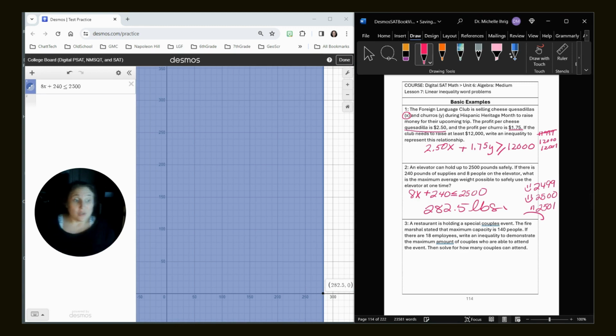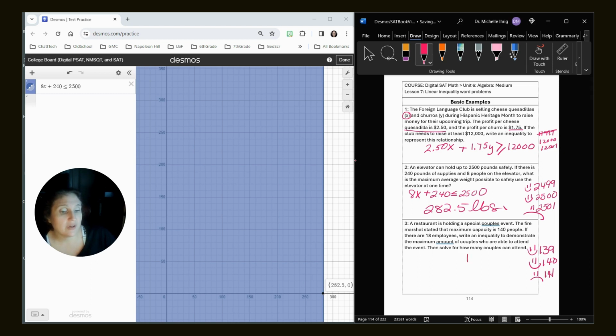A restaurant is holding a special couples event. The fire marshal stated that the maximum capacity is 140. So, can we have 139? Yes. If the maximum is 140, can we have 140? Yeah. Can we have 141? No. If there are 18 employees, write an inequality to demonstrate the maximum amount of couples who are able to attend the event. Then solve.